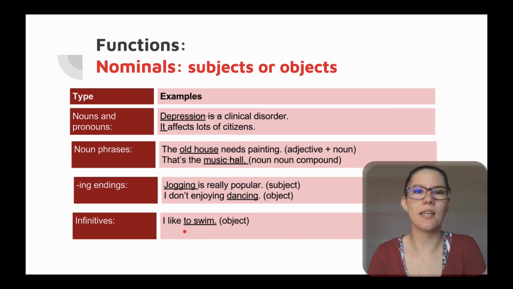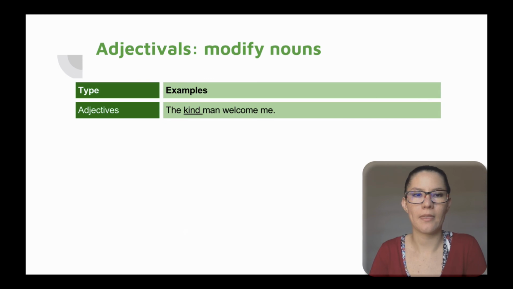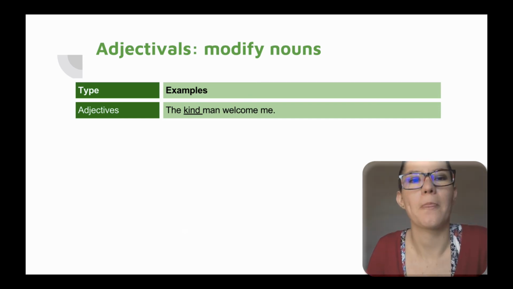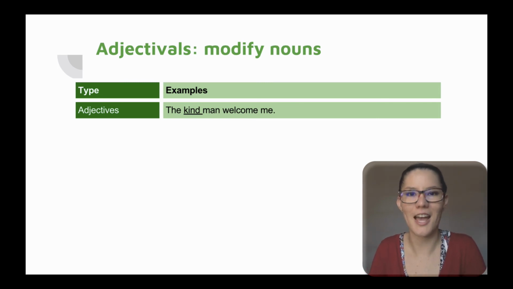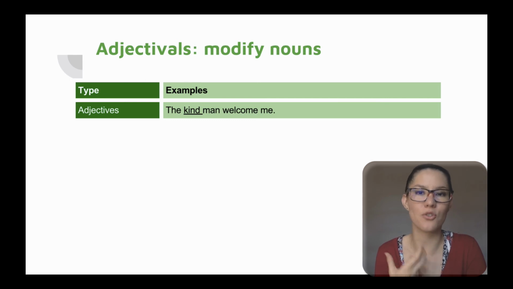Now, let's see adverbials. Adverbials are phrases that modify nouns, just as typical adverbs. So, we can have adjectivals. Adjectivals. These are phrases that modify nouns describing them, like typical adjectives.